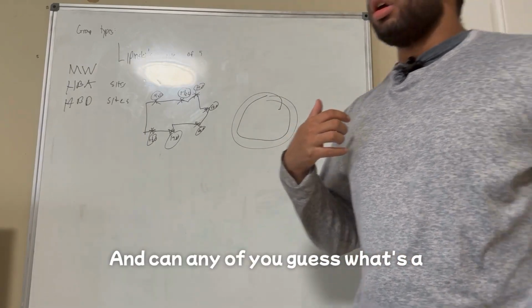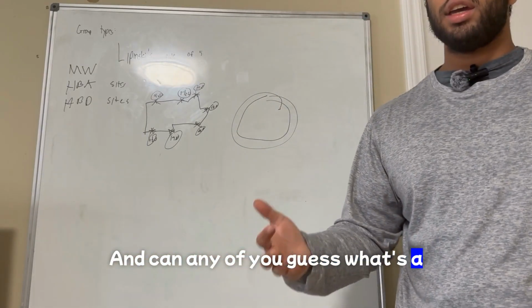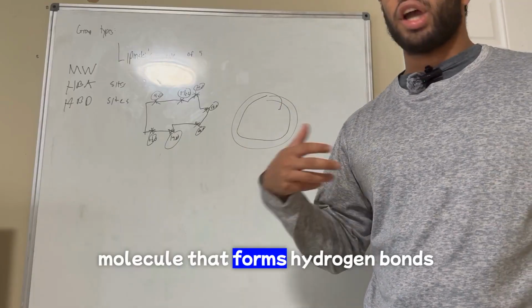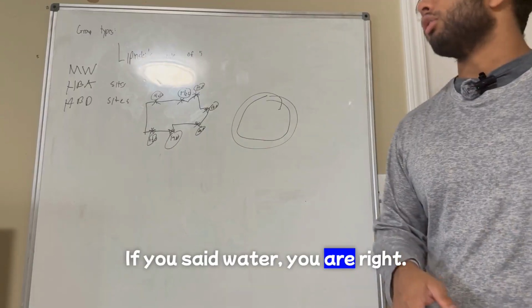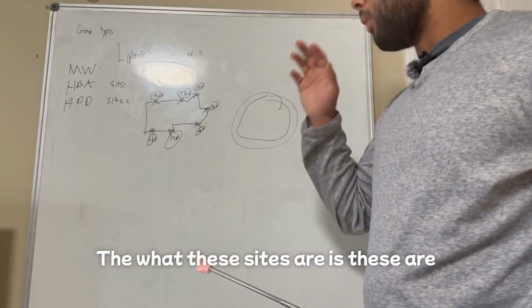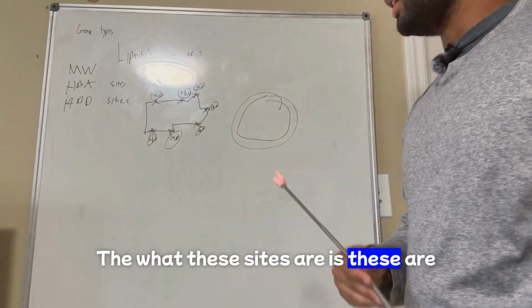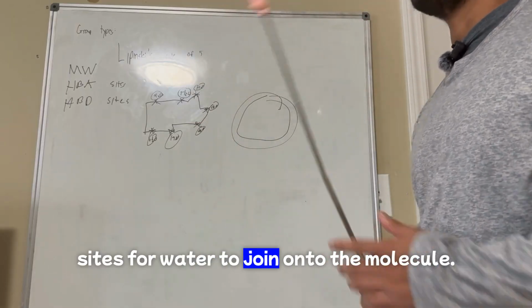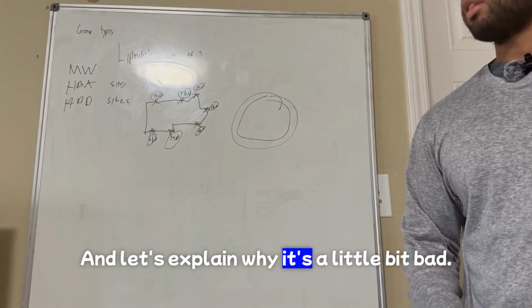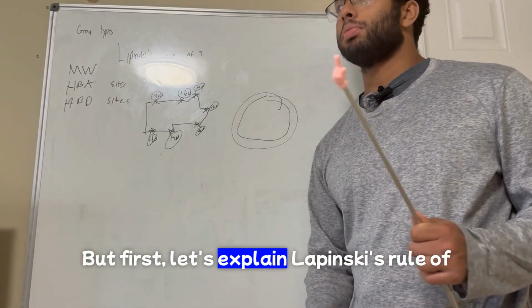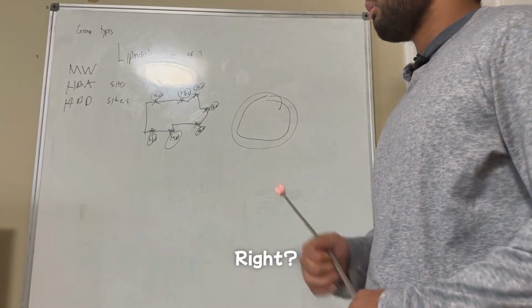And can any of you guess what's a molecule that forms hydrogen bonds that's readily available in the body? If you said water, you are right. What these sites are is these are sites for water to join onto the molecule. And let's explain why it's a little bit bad. But first, let's explain Lipinski's rule of 5, right?